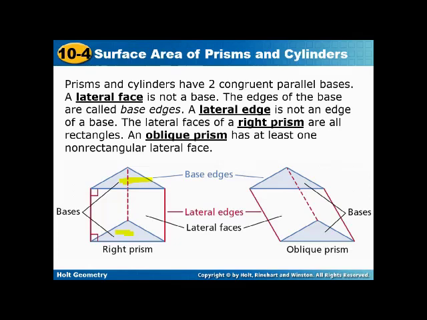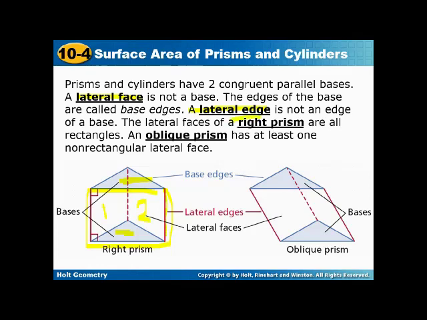So the lateral faces are the rectangles: 1, 2, and the 3 is this one, and also this is the third one. Since we have 3 sides for each base, to find the lateral surface area means that we want to find the area of the 3 rectangles. And the lateral edge here is this one, the edge of the lateral surface for any prism.